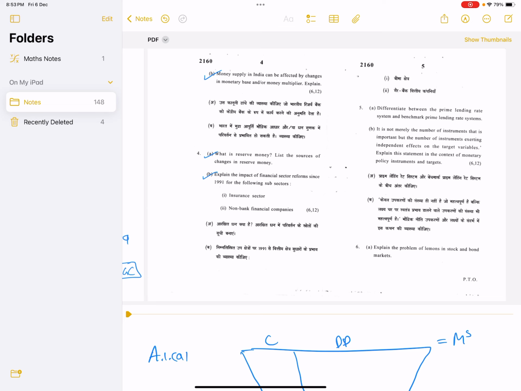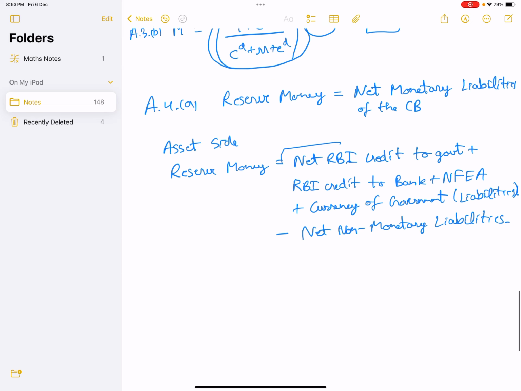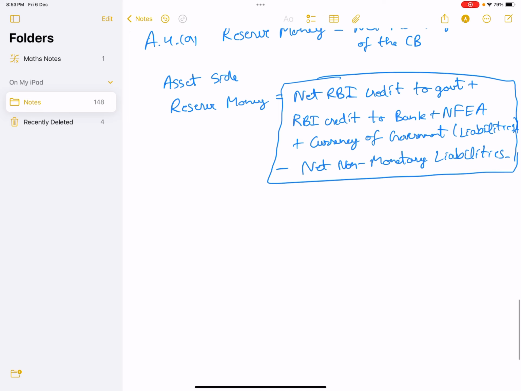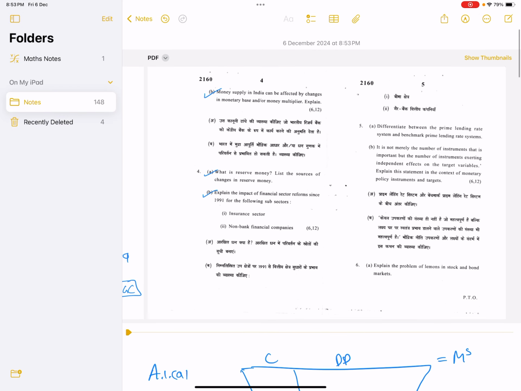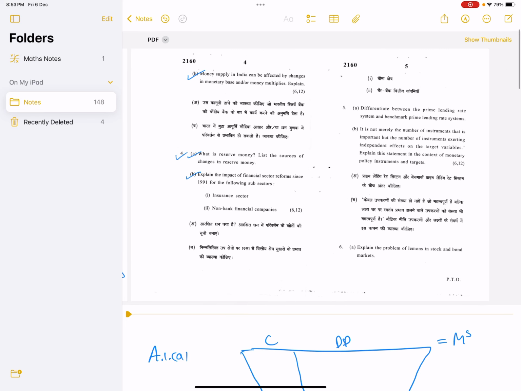Now coming to, so list the sources of changes in the reserve money. These are the sources which can lead to change in the reserve money. I am expecting you to do B part of the fourth.